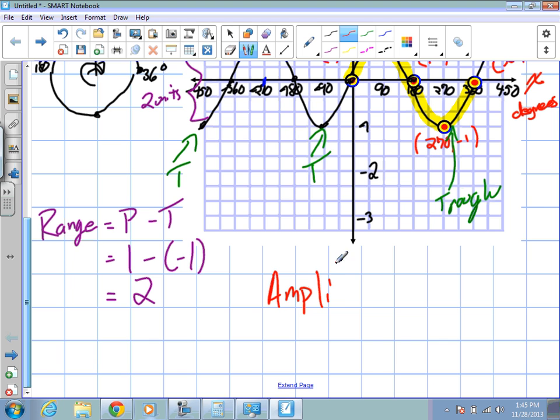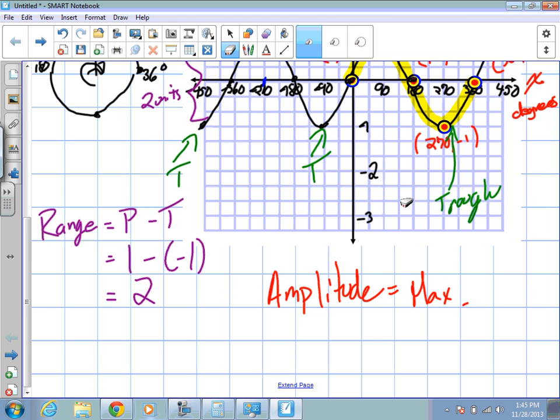the amplitude is very similar to our range. In fact, we take the range and we divide by 2. Okay? So, our amplitude is, and they usually write it as the max subtract the min, which are the exact same idea as our peak subtract our trough. The only difference is we divide it by 2.